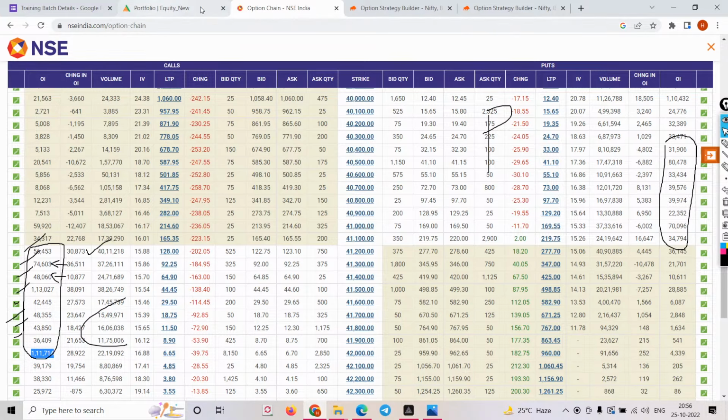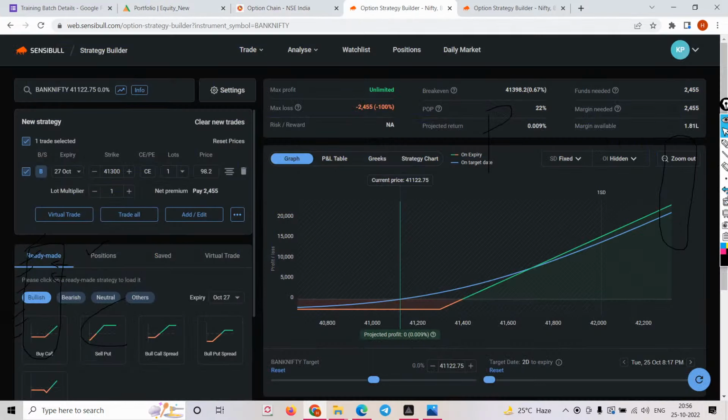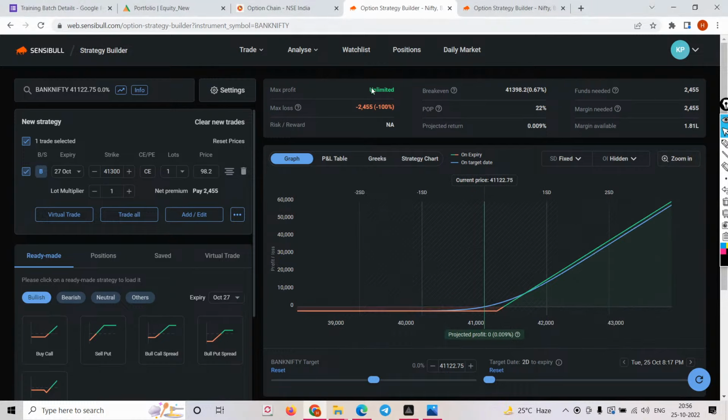So where are we? I'll go to, okay, and delete this. Okay, so now we all know what is unlimited loss, and the formula is simple. I've told you the formula, right? For buying, 41,300 plus 98 is your break even. Okay, and the maximum loss and everything, right?